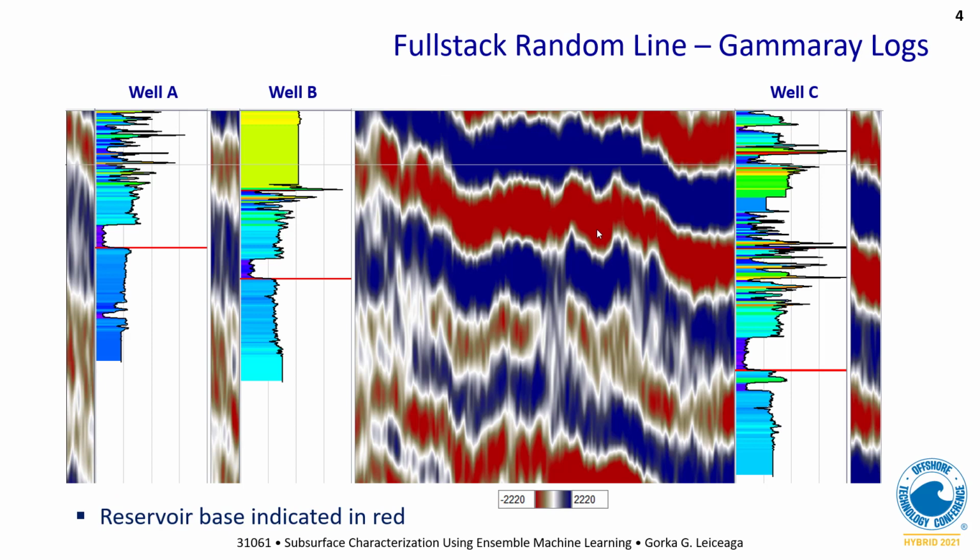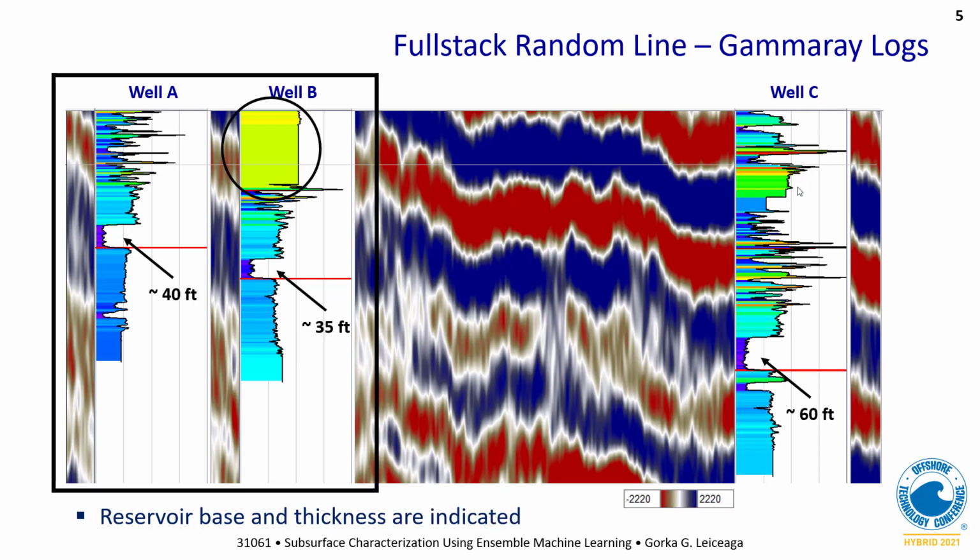Now, there are 2 things that I want to mention here. One is the seismic signal and how much better it is over at well C. You have more coherency in the reflections. When you get to wells A and B, you can see the quality of the seismic is just not as good. Also, the thickness of the reservoir at well C is significantly bigger than over at wells A and B. And also there's this bad gamma ray section, which I will talk about a little bit later on.